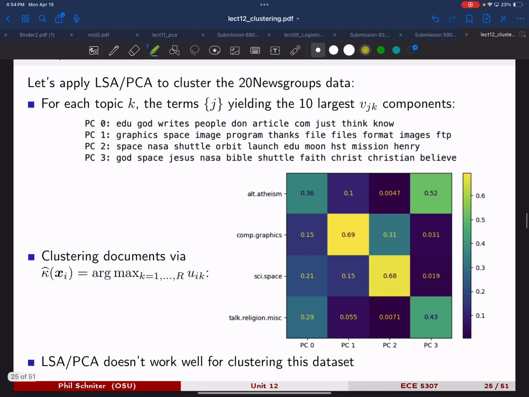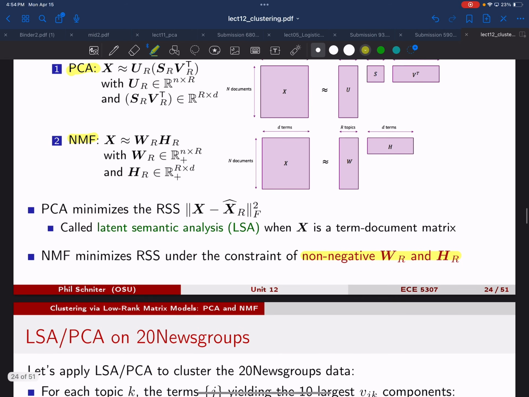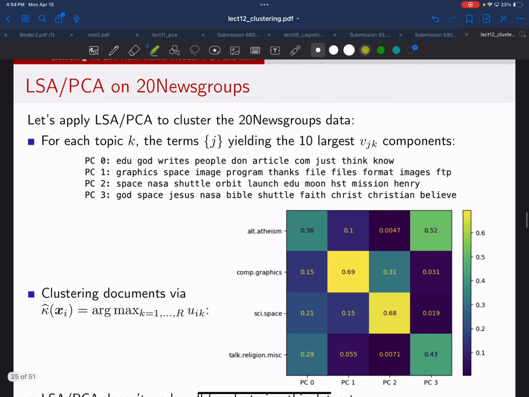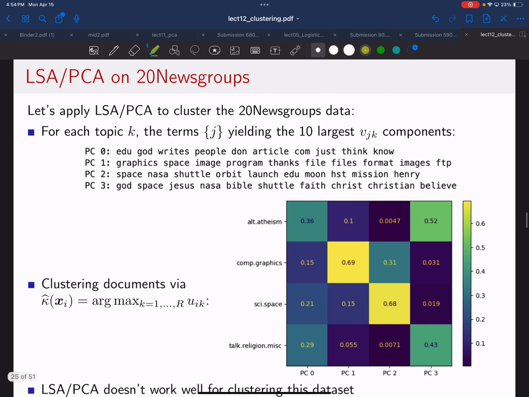Okay, so we run. Oh, and I forgot to say, when you run PCA on the term document matrix, it is called latent semantic analysis, just a terminology. Okay, so when we run PCA on this, this is what we get for the confusion matrix.